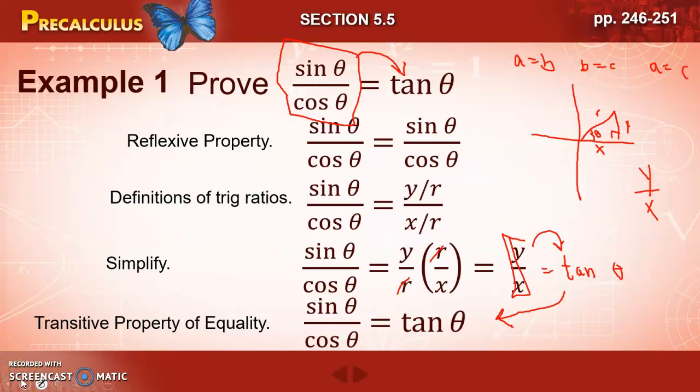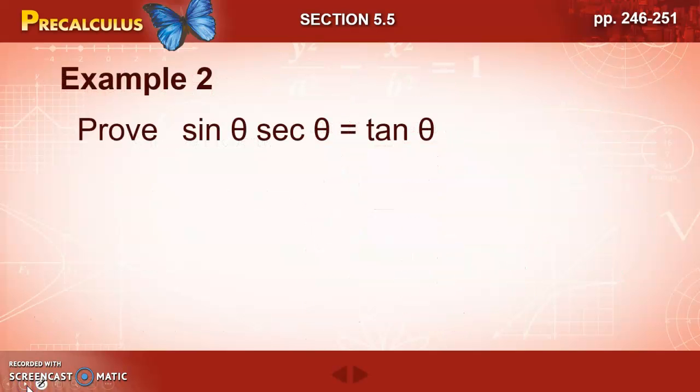So there's our proof. We went step by step to show how we can travel from sine theta over cosine theta and simplify that to tangent theta. So we have proven that identity that tangent is just sine over cosine. You should already be familiar with that because of our unit circle. If we take our sine values on the unit circle and divide them by the cosine values, that's how we arrived at those tangent values all around the unit circle.